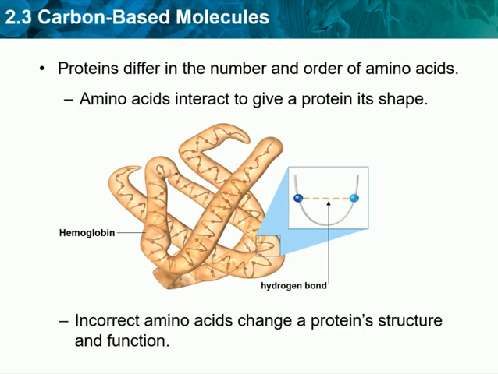For example, the figure on the screen here shows the structure of one of the 4 polypeptides that make up hemoglobin, the protein in red blood cells that transports oxygen. Each of the 4 polypeptides contains an iron atom that bonds to an oxygen molecule. The 4 polypeptides are folded in a way that puts the 4 oxygen-carrying sites together into a pocket-like structure inside the molecule.